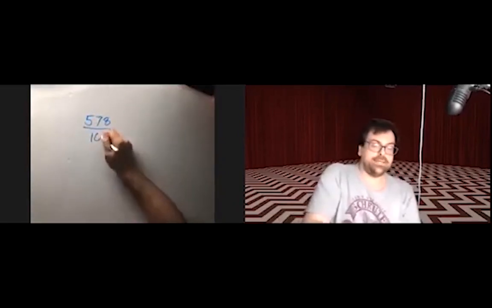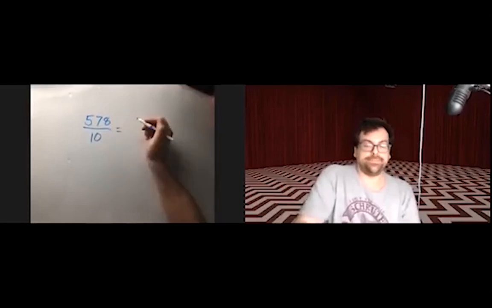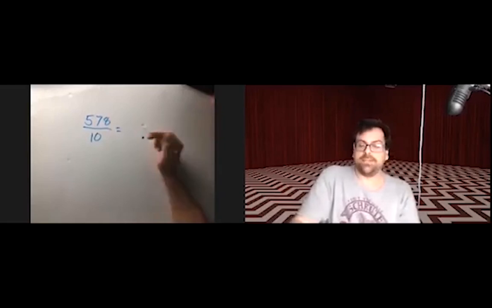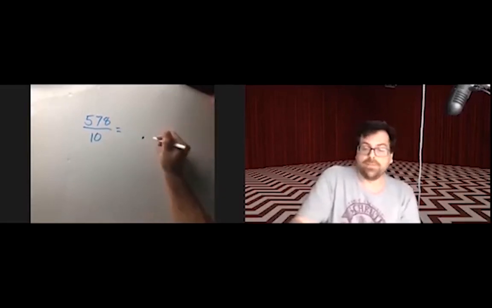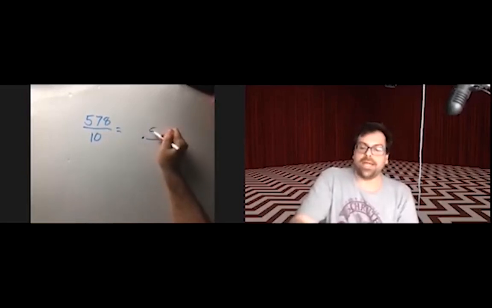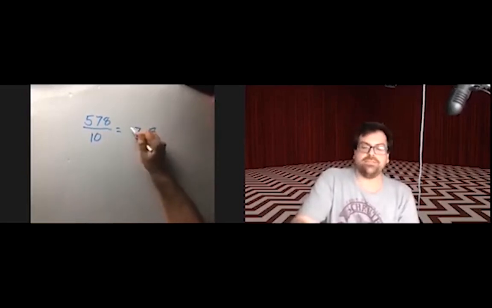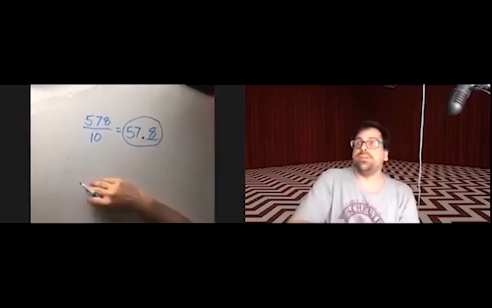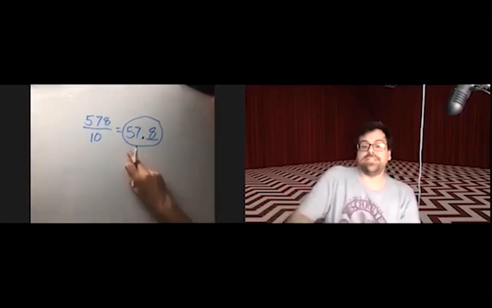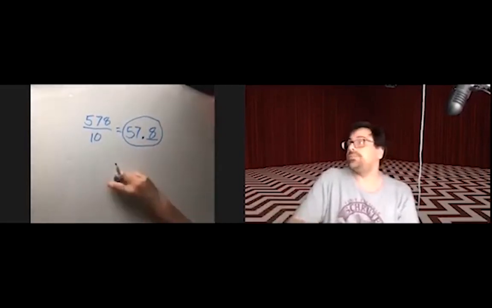578 tenths. It's improper, so we're expecting something to the left of the decimal point. Tenths. The number has to end there, which means the 57 gets pushed over the decimal point. 57.8. 57 and 8/10.